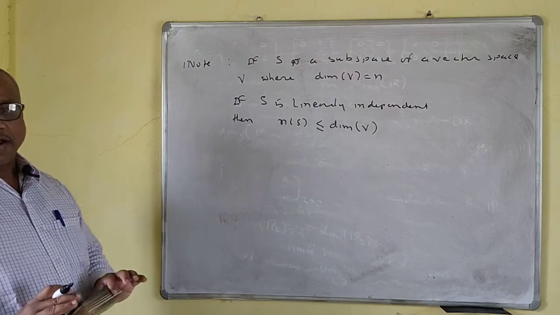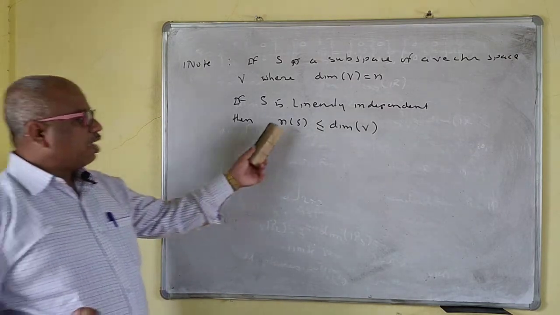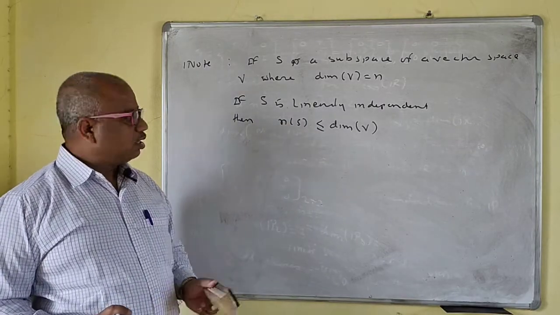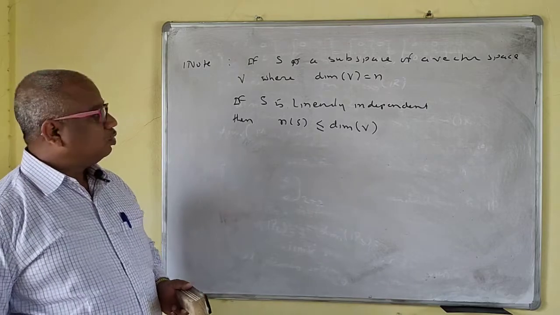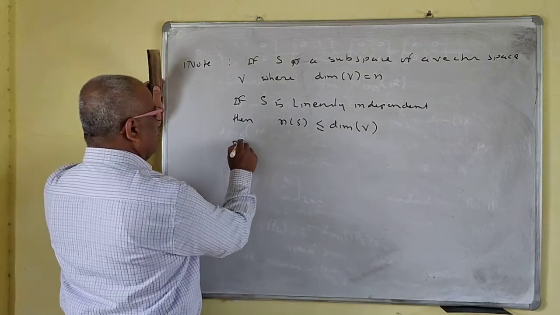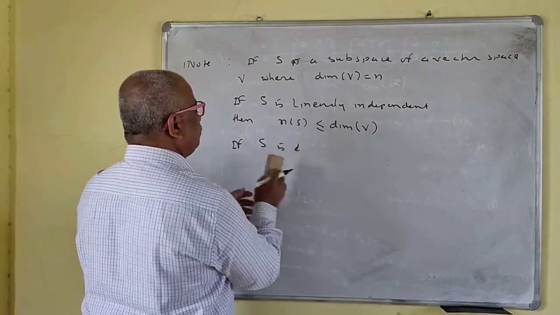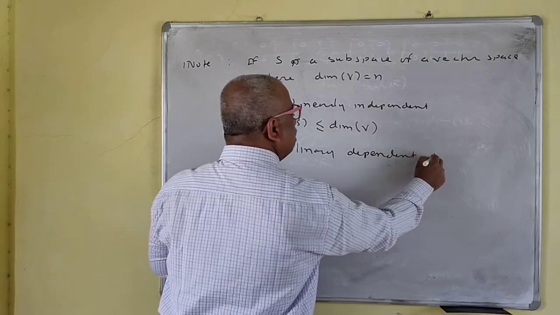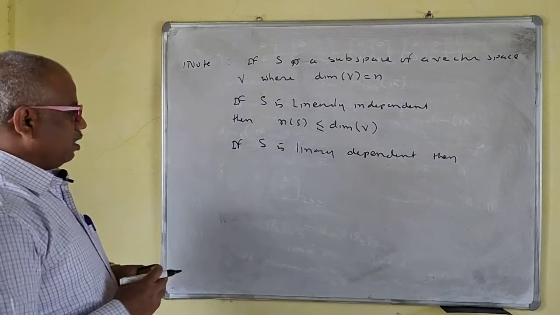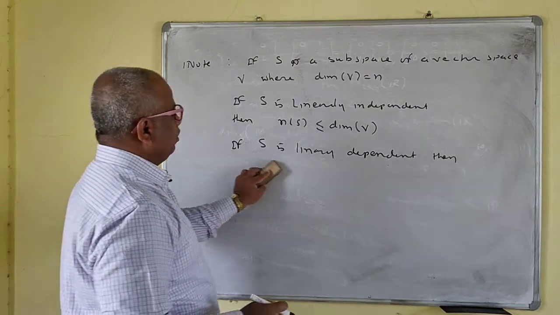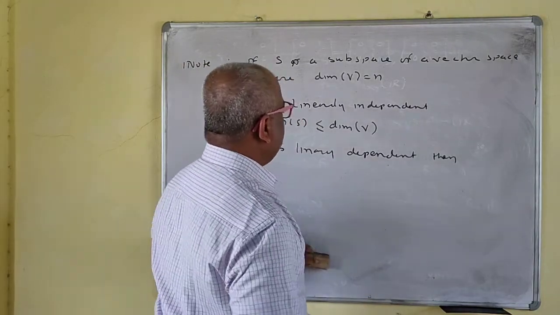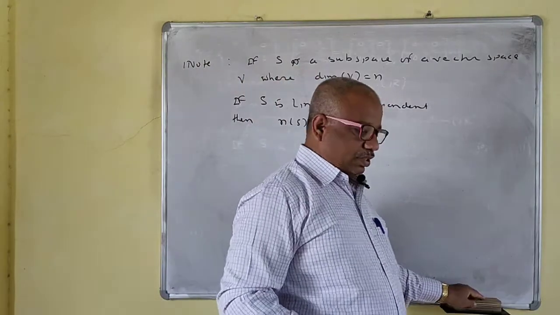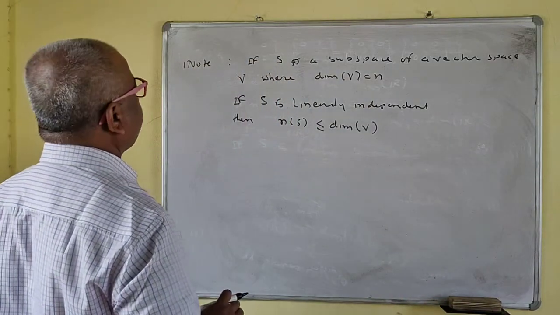Here S is only linearly independent, right? So the dimension of V is N, then the number of elements in S is less than or equal to the dimension of V. So this is a very important note. Now, if S is linearly dependent, then you cannot say this. There is no guarantee of this one. So keep this in mind.